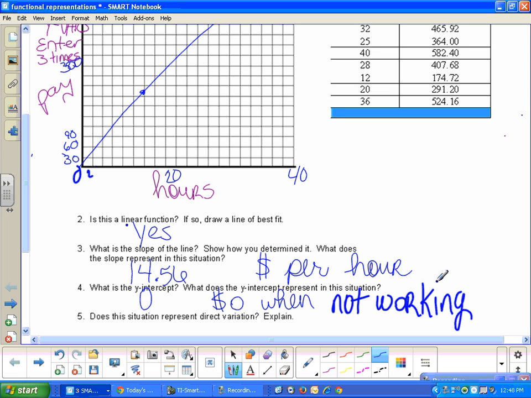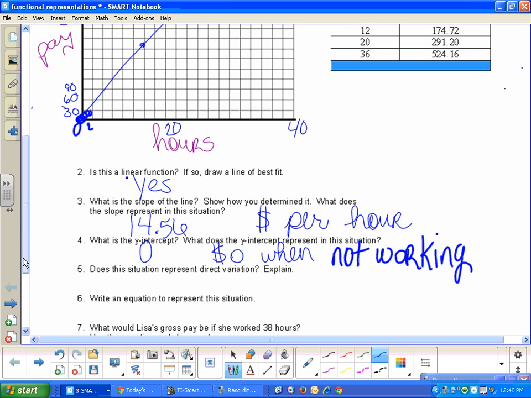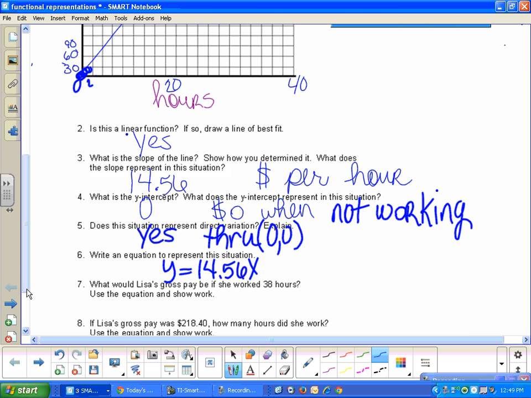Is this a direct variation? Why? True, because it starts from the origin. Yes, it's direct variation because it goes through 0, 0. So our equation to represent this is y equals 14.56x, and we don't have to write the plus 0, because it just crosses at 0.